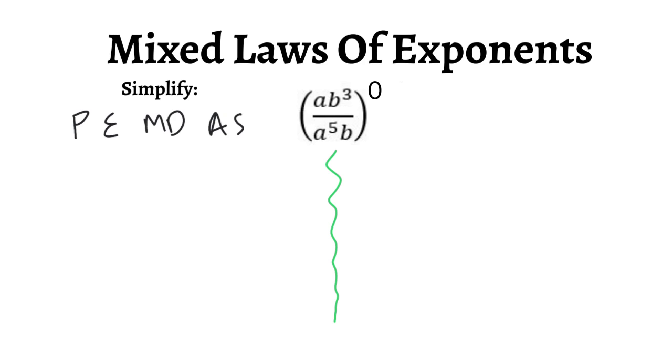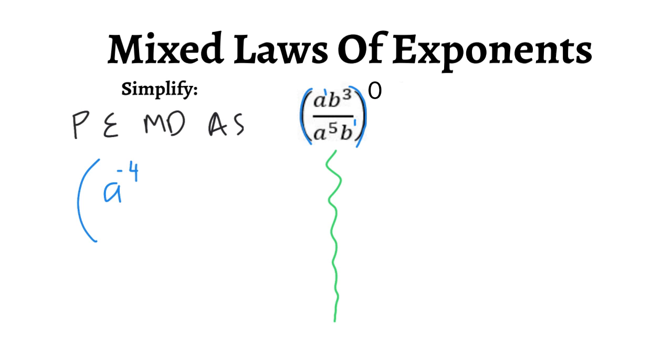I'm going to start with the parentheses. I'm going to solve everything within the parentheses. Can I simplify anything inside the parentheses? The answer is yes. I have a to the 1 and b to the 1 over here. So as I'm dividing, remember that when you divide, you subtract the exponents. 1 minus 5 is negative 4. So inside the parentheses, I have a to the negative 4.